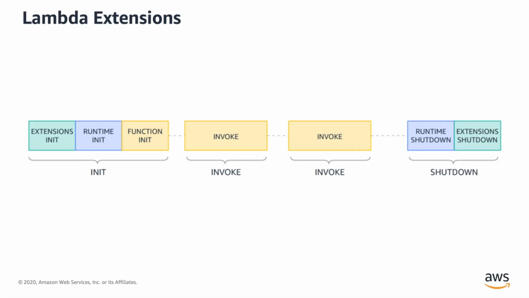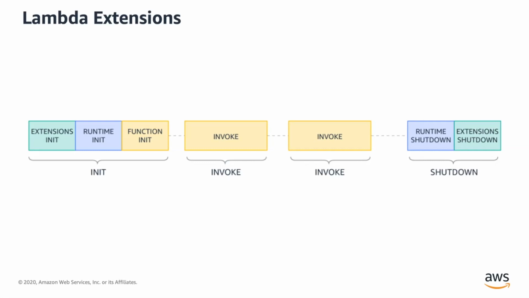If you see on this screen, there's three different initiation tasks now. There's an extensions init, runtime init, and the actual function init. So again, this creates an order where the extensions and the runtime can perform various tasks, but before the actual function code runs.